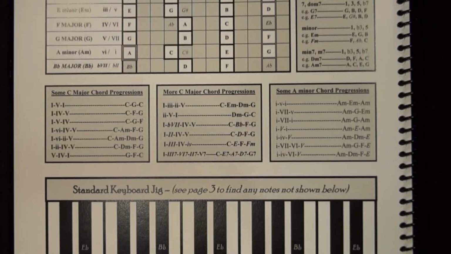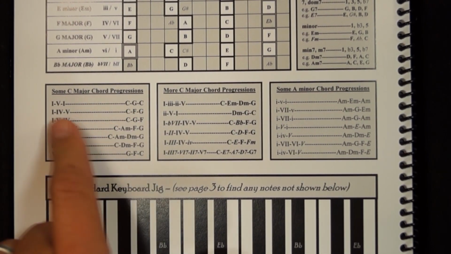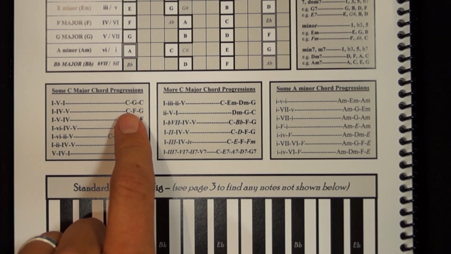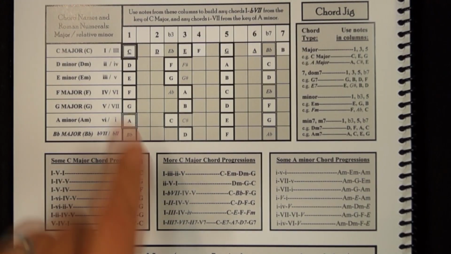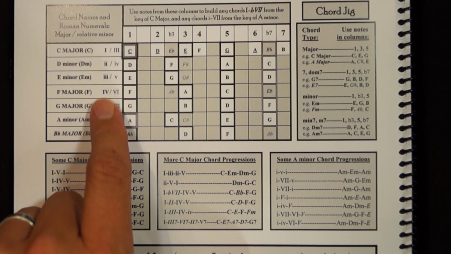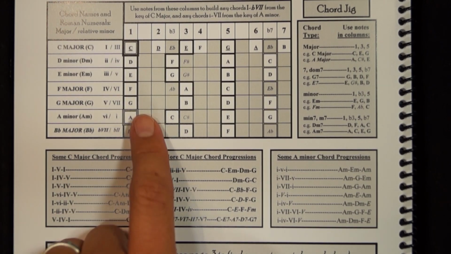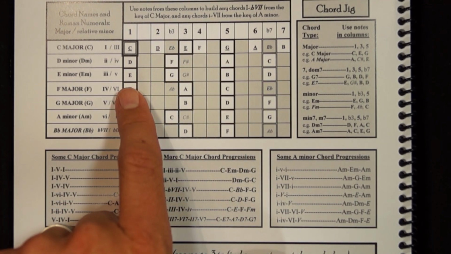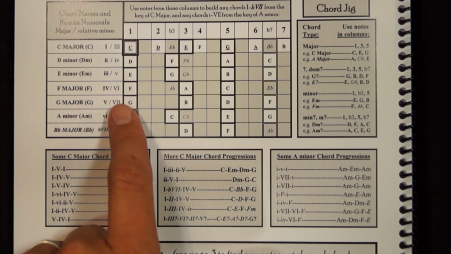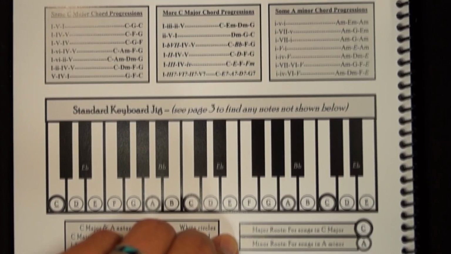Then if we want to try a different progression here, a 1-4-5 progression, we're going to do the chords C major, F major, and G major. So that's a 1 chord, a 4 chord, and a 5 chord. So C, E, G, C major, F, A, C for F major, and G, B, D for G major.